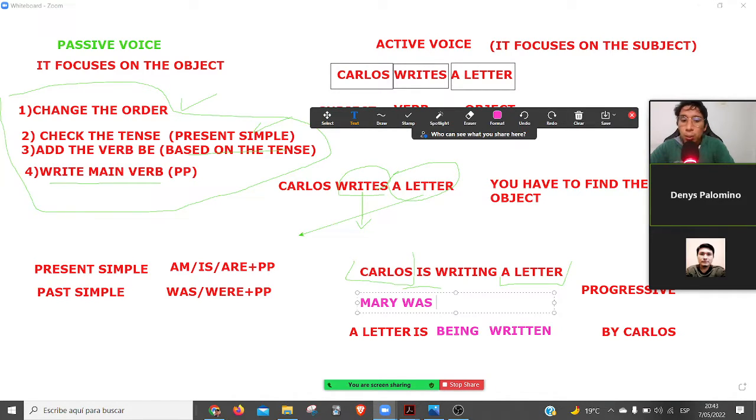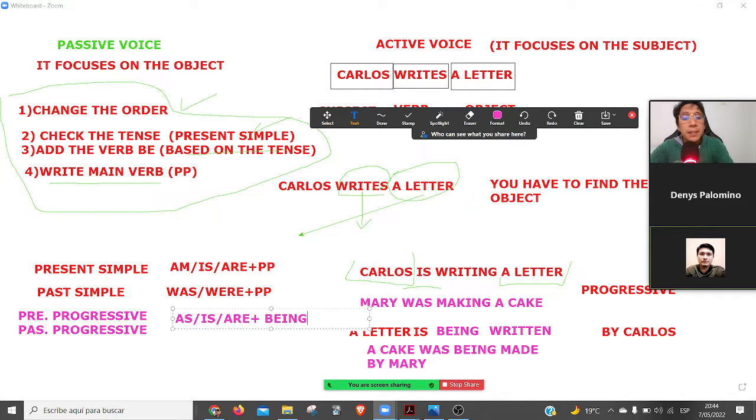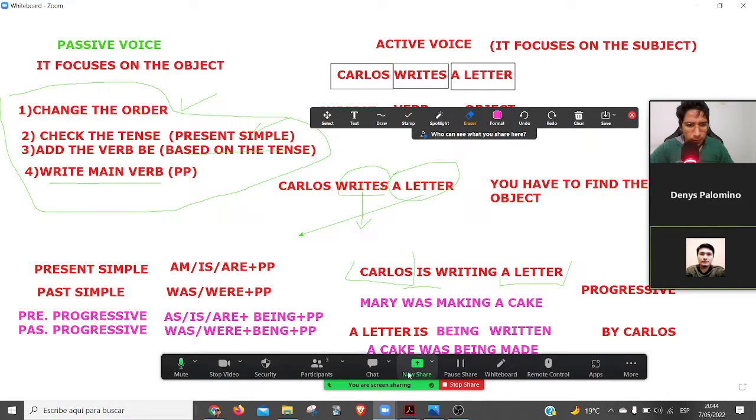So this is for you. Mary was making a cake. Can you tell me the answer? Being made by Mary. So this is the second part here. We have the present progressive, of course, and the past progressive. So what goes here is the verb be: am, is, are, plus being, plus PP. You get it? Nice. Here, was, were, plus being, plus PP. Super simple. But now, focus on this one.